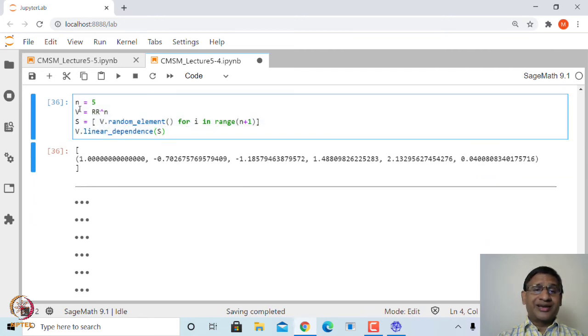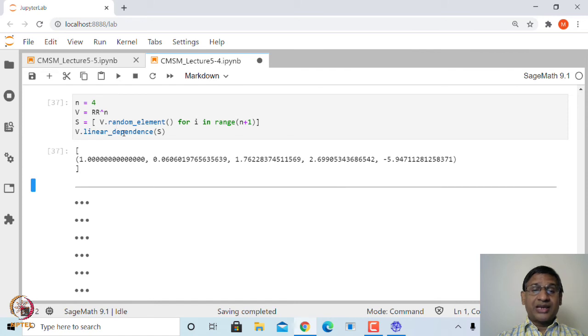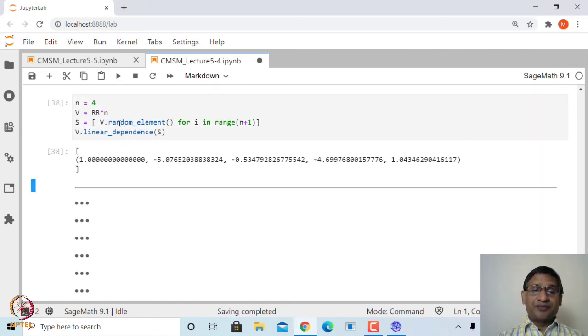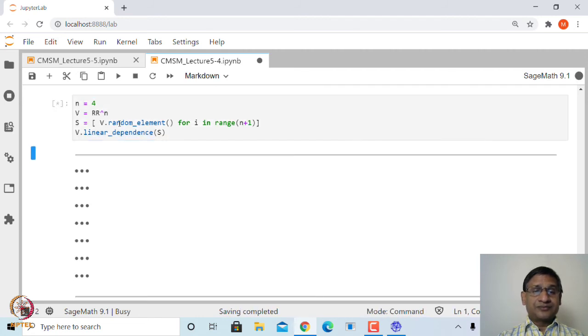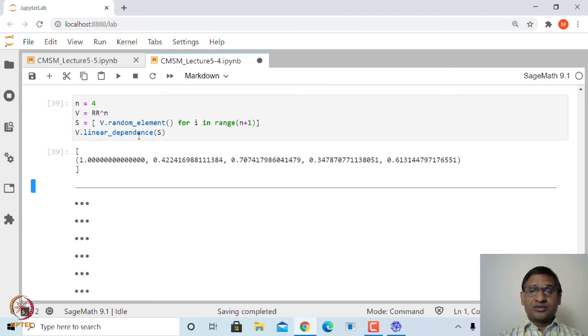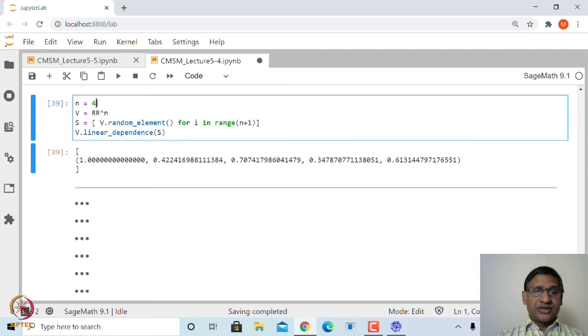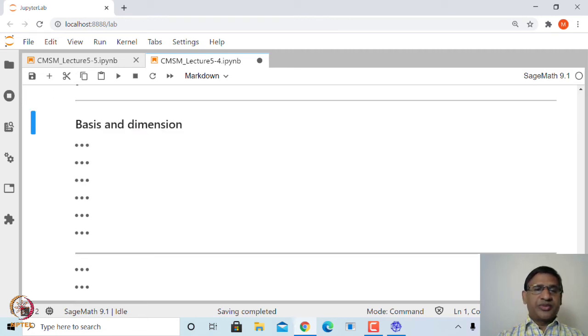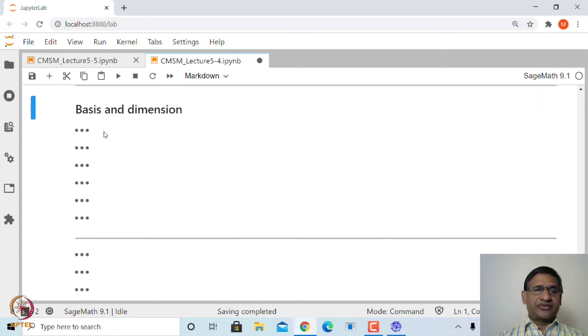Of course, this will be linearly dependent. If I take 4 vectors and check, then sometimes it may come out linearly dependent, but 5 vectors will always be linearly dependent. That is what it means. You can keep on trying this, but 5 vectors in R4 will always be linearly dependent, right.